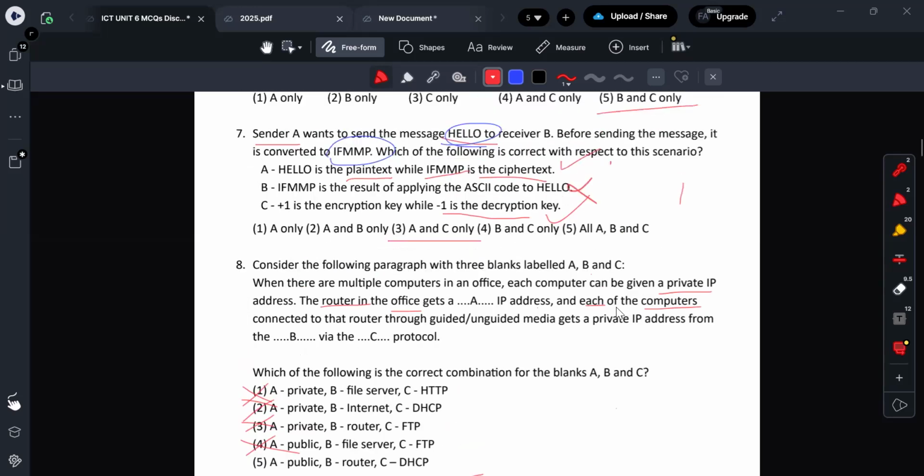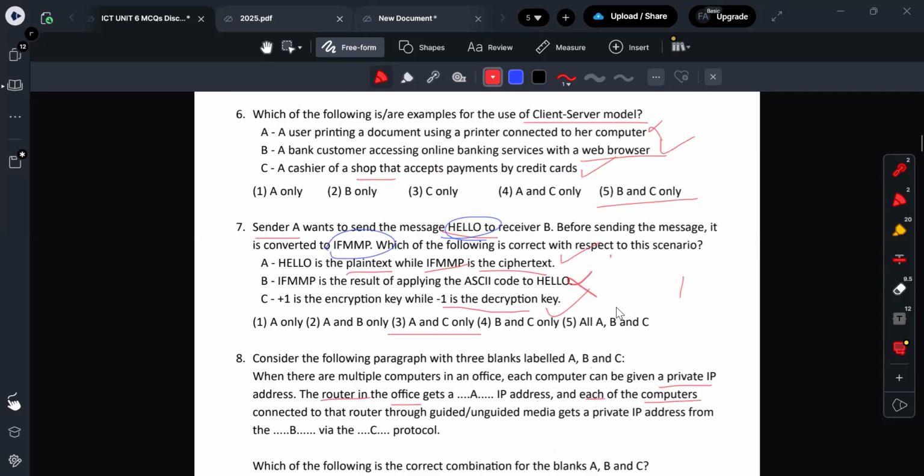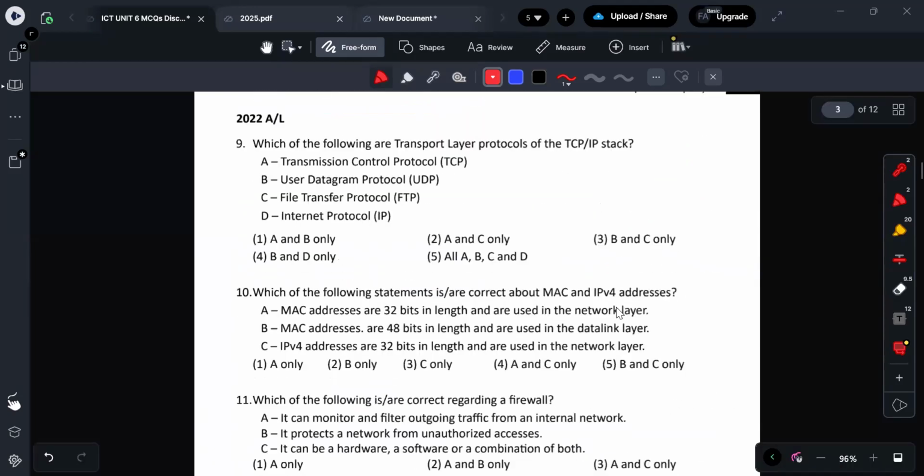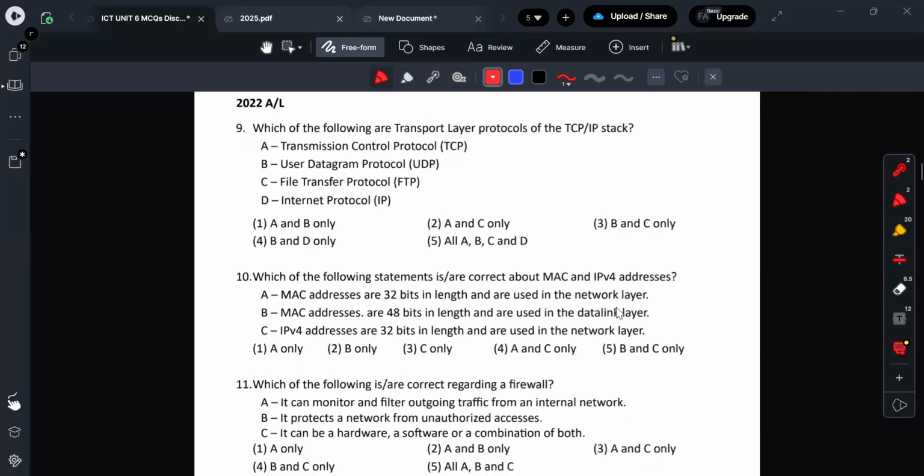The encryption also, study well, and UDP and TCP also are important. So we'll go a bit fast. Let's see if there's anything you can ask. Which of the following are transport layer protocols of the TCP/IP stack? Easy one. Transport layer protocols. So remember, protocols is also an important topic. Focus on that. So I'm saying you guys, pay attention to those.